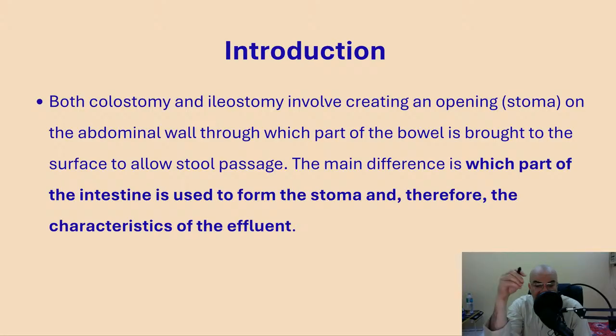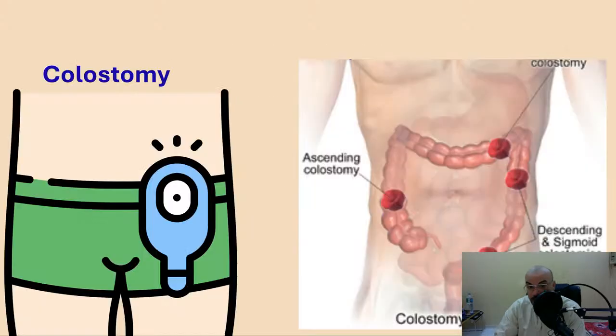Here we are describing the stoma location. The main differences between these two types depend on the place of this opening and its impact on the complications or the patient's needs, and of course the characteristics of the effluent that will come out. So the material that will come from this stoma is characterized by whether it is a colostomy or an ileostomy. It depends on where it comes out from.